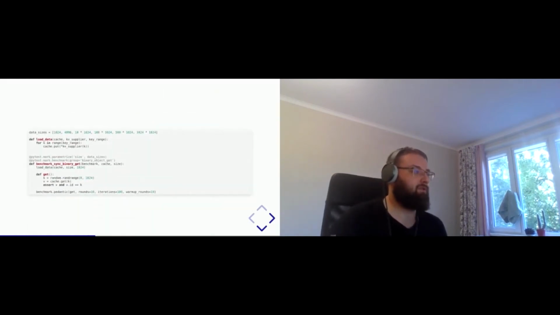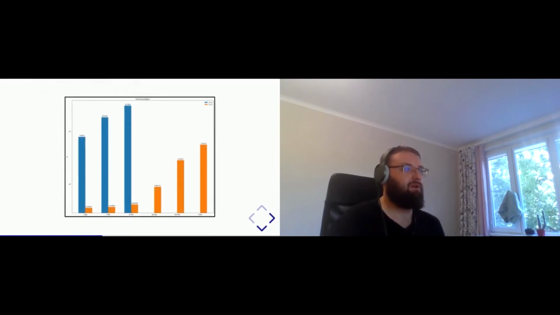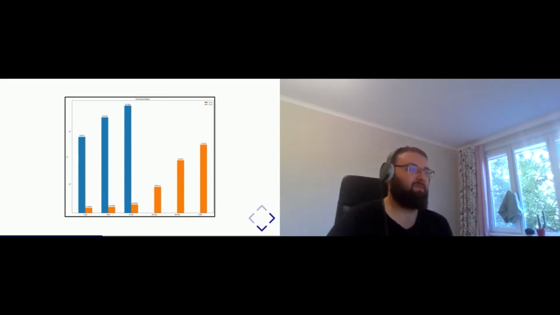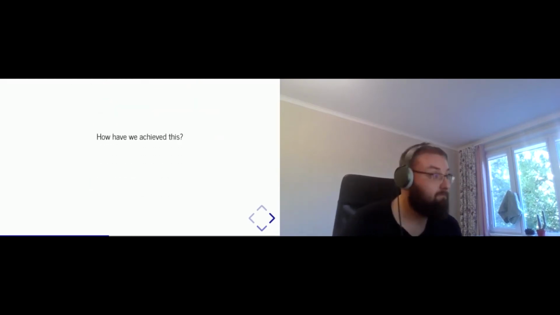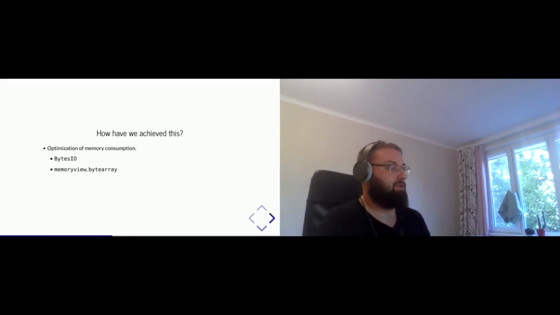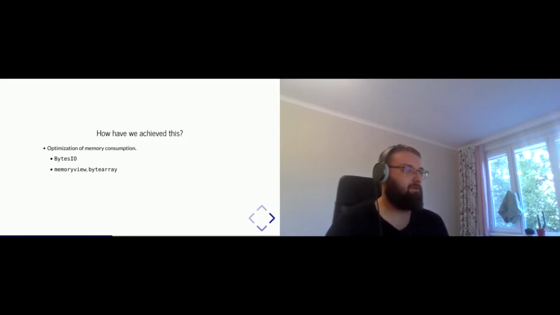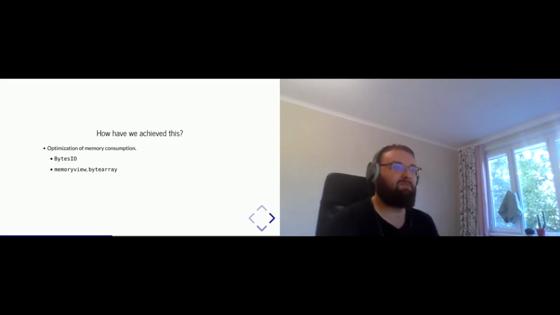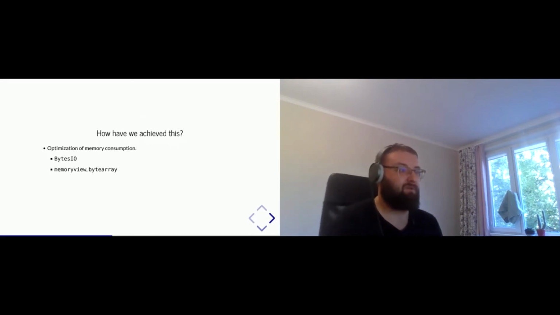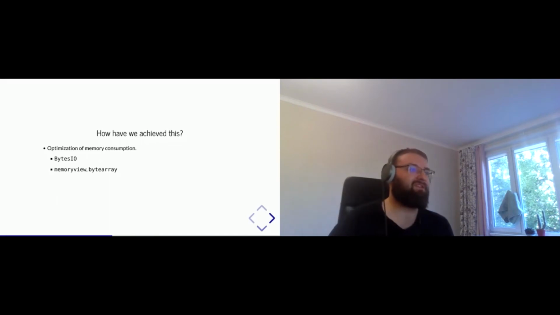And what about retrieving data from the cache? Okay, the performance of the old client is slightly better, but also pathetic. And how have we achieved this? First of all, we have optimized memory consumption. We use BytesIO widely, we use memoryview, we use bytearray. The old version uses simply byte strings, and during serialization just concatenates them. And you see the results of it.